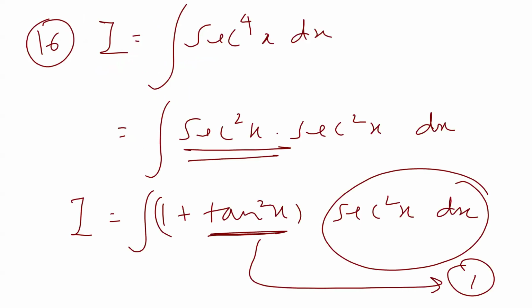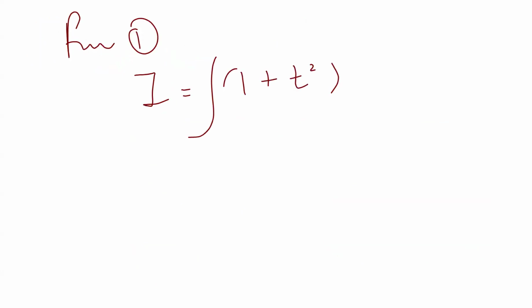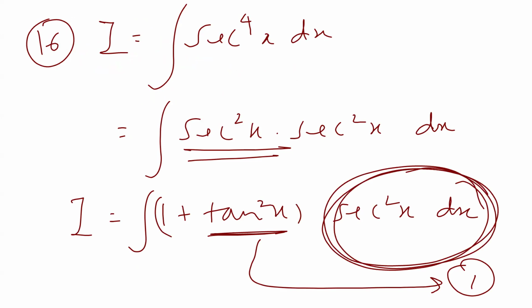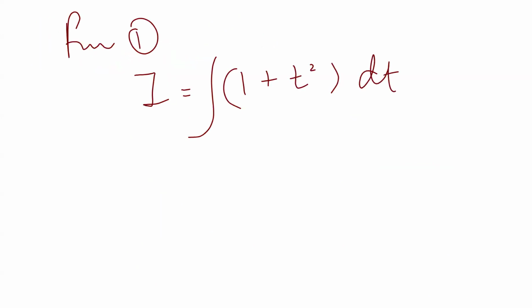Okay. From one integration, I'll take you to equation number 1. Tan x is t. So this is 1 plus t square, and sec square x dx is dt. So t plus t cube upon 3. T plus t cube upon 3. That was your question number 16.